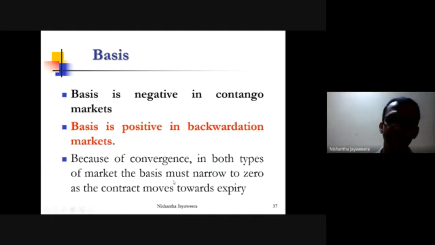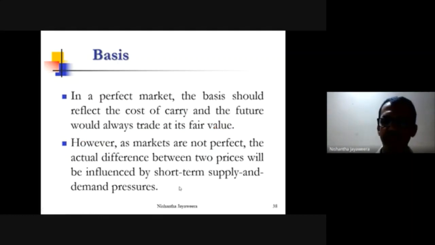Basis must narrow to zero as the contract moves towards the expiry. That's what we discussed. That is what we call convergence. So if the market is perfect, what does this basis reflect? That is the cost of carry. The basis reflects the cost of carry because it's the difference between cash price and the forward price.